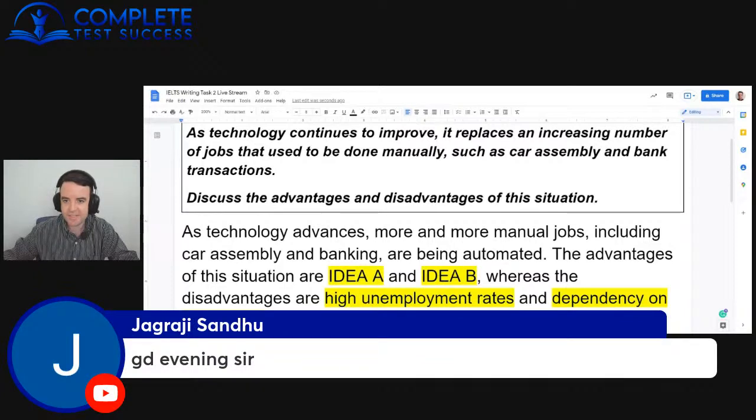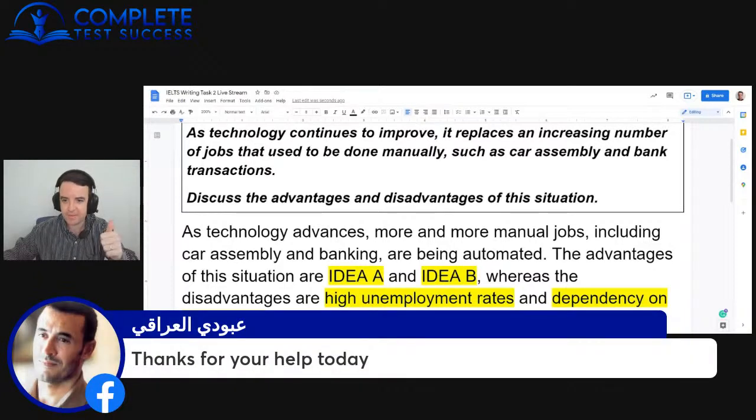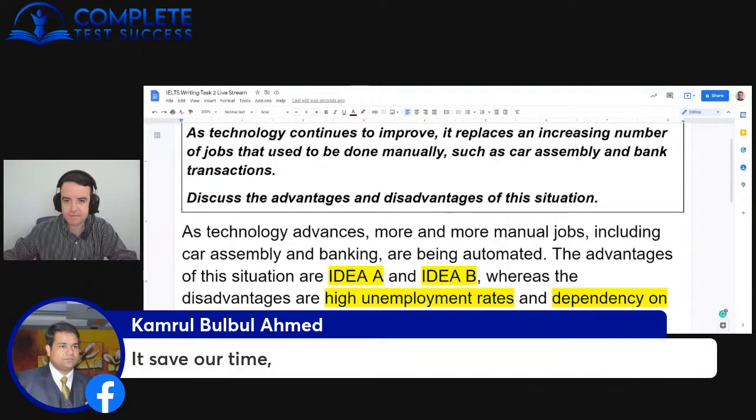Hi, Jagraji. Thanks for your help. Very welcome. It saves our time.